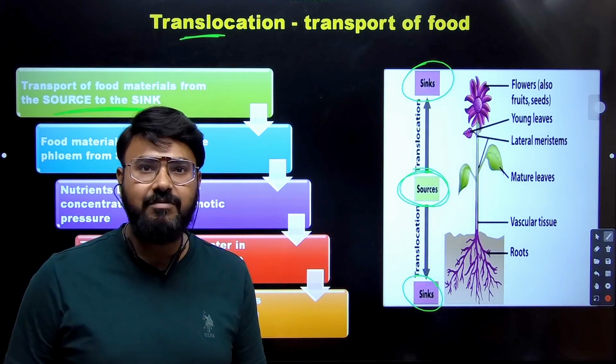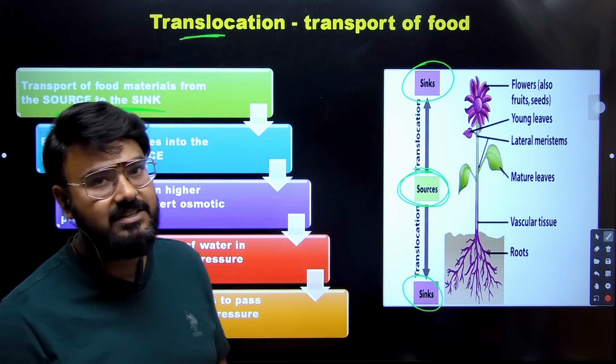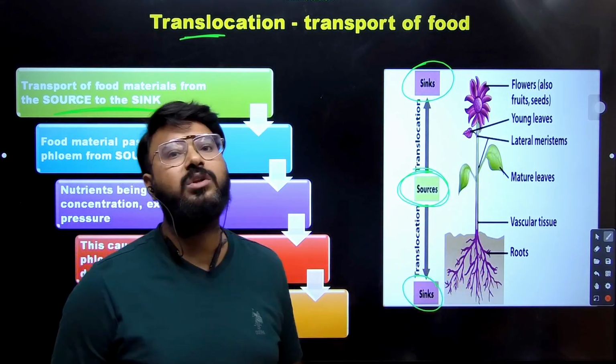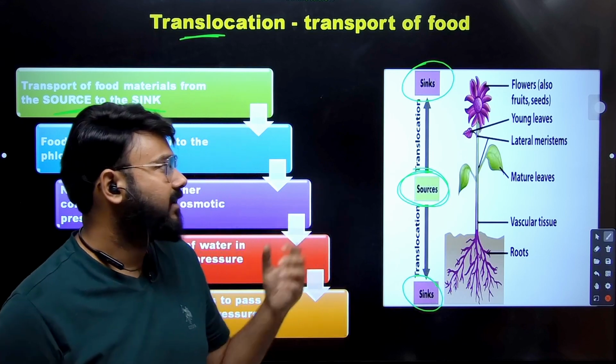An example of the source is the leaf, we know that. And examples of the sink are growing young leaves, growing stem, roots, or the seeds, etc.